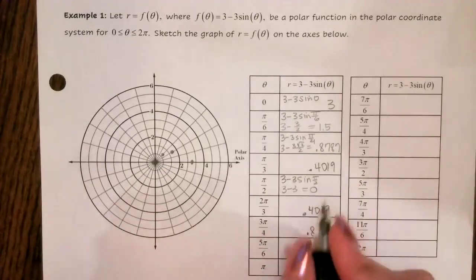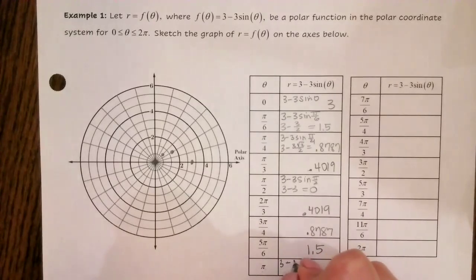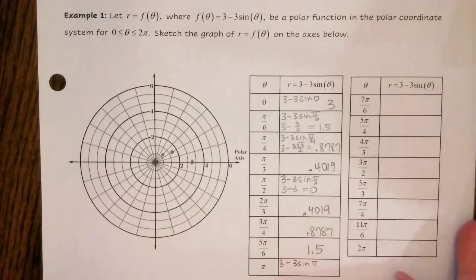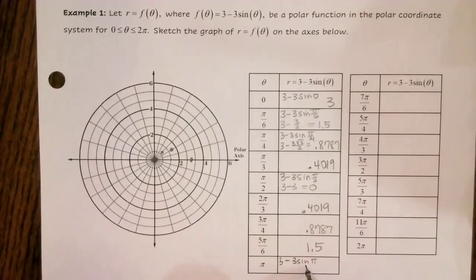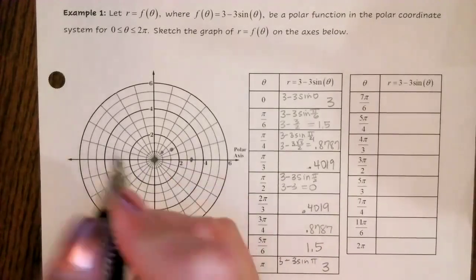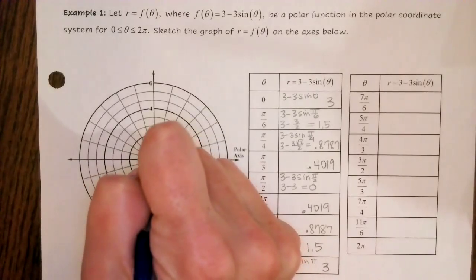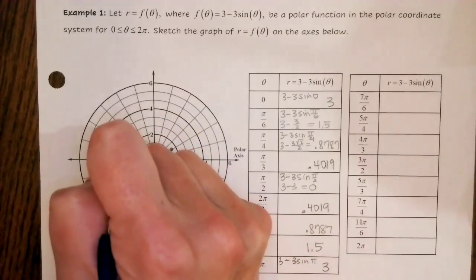Pi is another easy one to get. So 3 minus 3 sine of pi. The ones on the axis are always the easiest. And so the sine of pi is 0, times that would be 0. So that is at 3. So our pi here would be 3. And so I would come out to the 3.